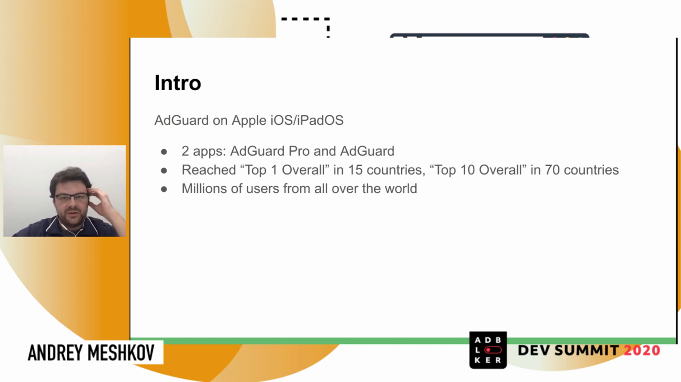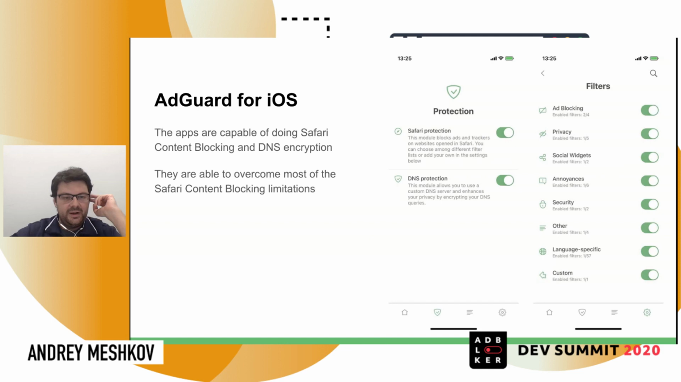So we have two AdGuard apps available on App Store. One is a paid app called AdGuard Pro, and the other one is a free app called AdGuard. Both apps are quite popular and have millions of happy users from all over the world. AdGuard Pro reached top 1 overall in 15 countries and top 10 overall in 70 countries. And AdGuard is often in the top of its category as well. So the point is they're quite popular.